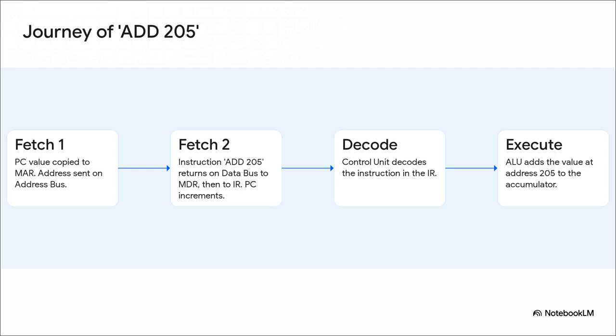Next, decode. The control unit looks at add 205 and knows exactly what to do. Finally, execute. The CPU grabs the number that's stored at memory address 205, sends it over to the ALU, and the addition happens. And just like that, one cycle is done.